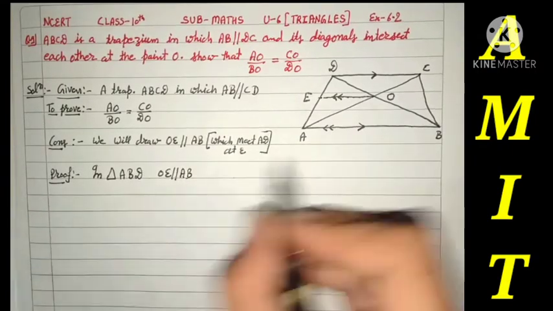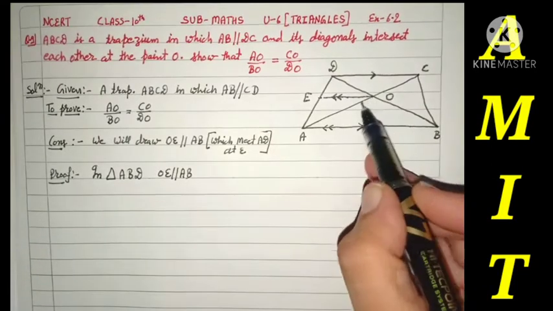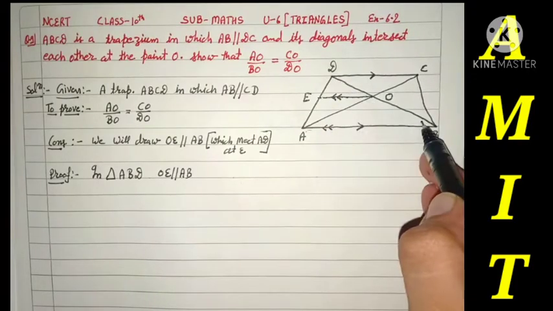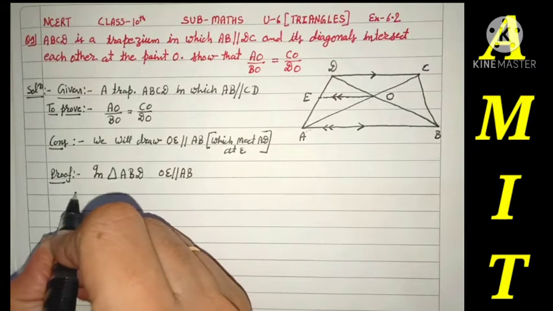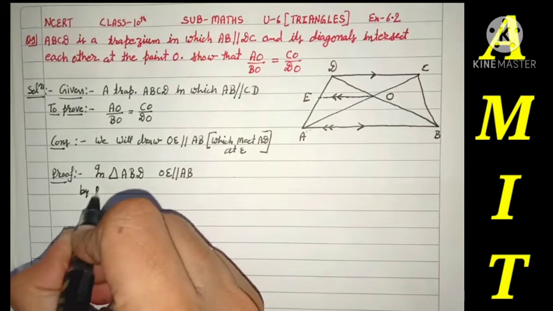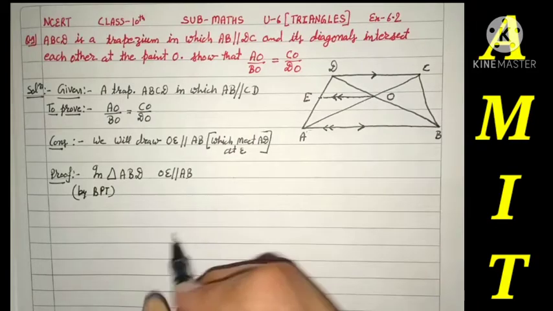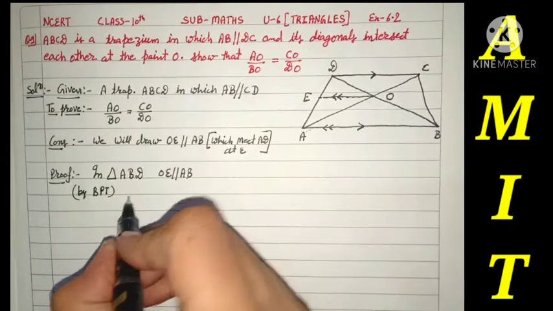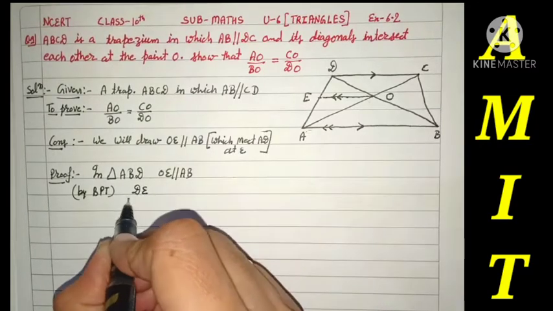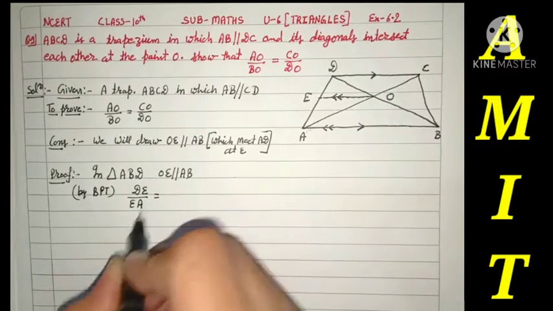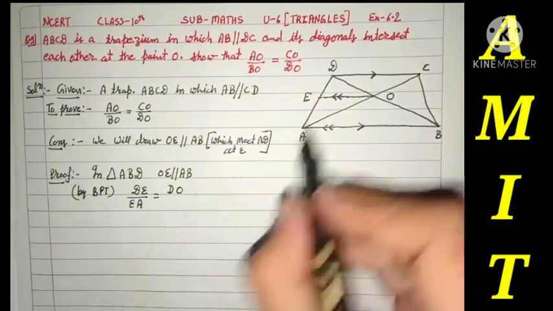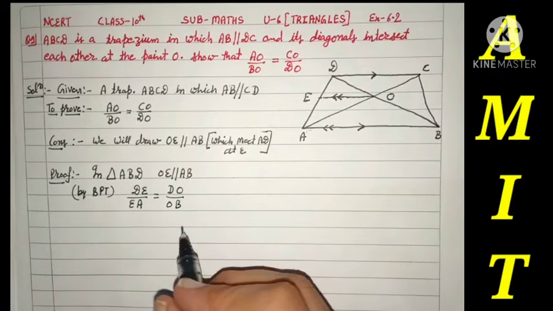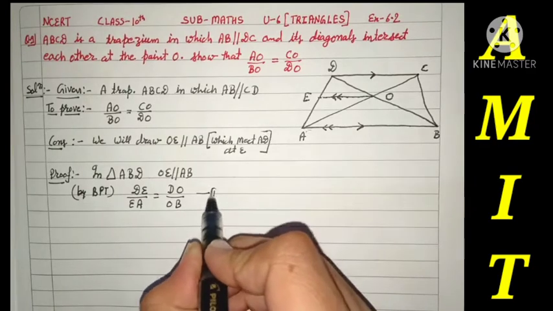So from BPT we can say that a line drawn parallel to one side of a triangle will divide the other two sides of the triangle in the same ratio. So by BPT we can say this will divide these two sides in the same ratio. So we got the relation that DE upon EA is equal to DO upon OB. Let's say this is equation number 1.